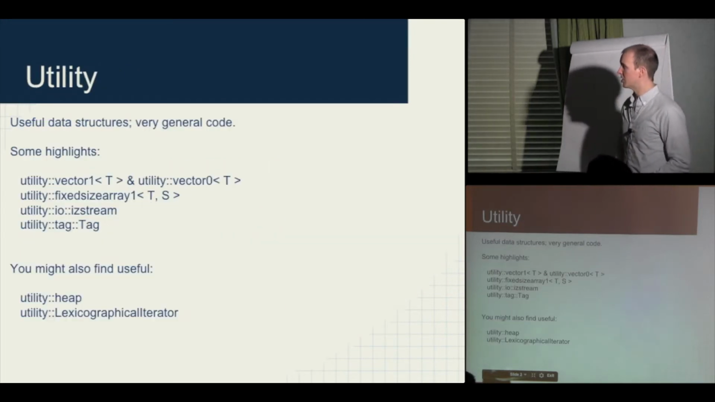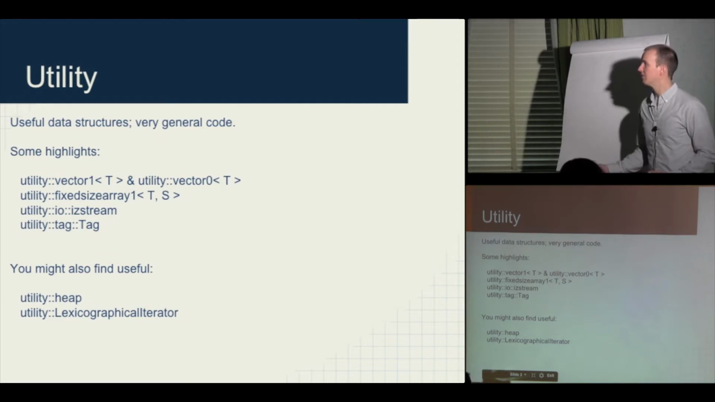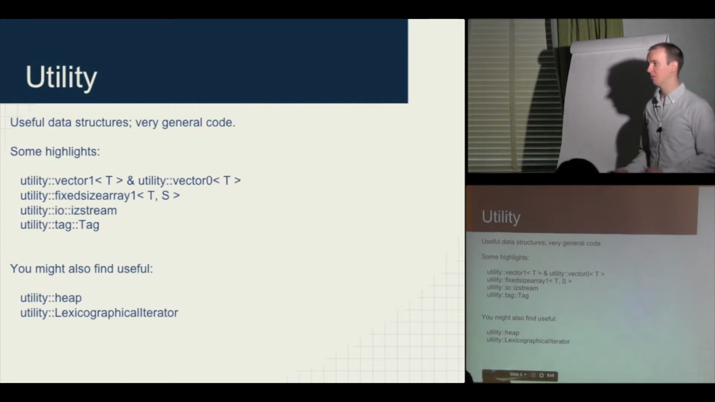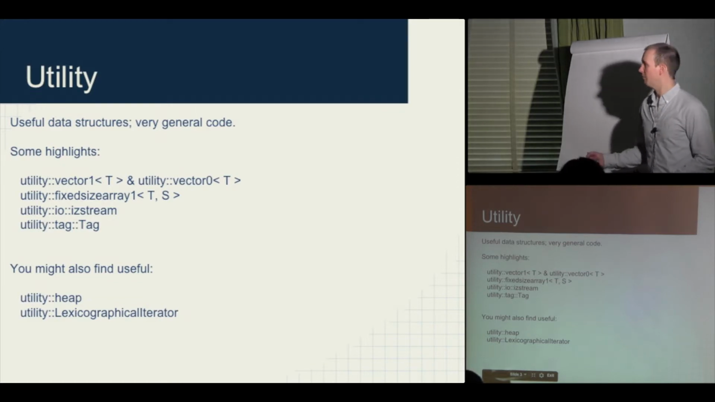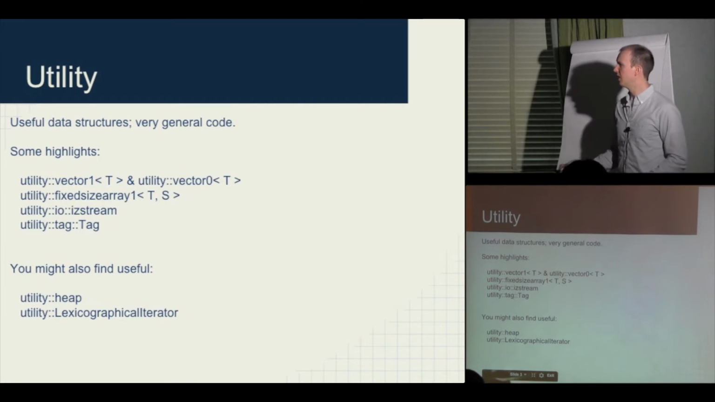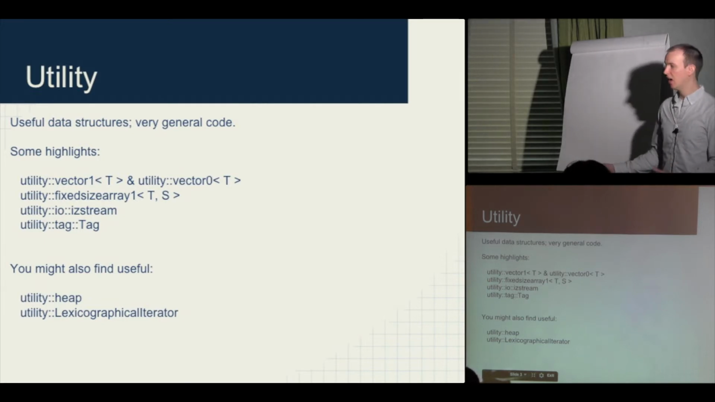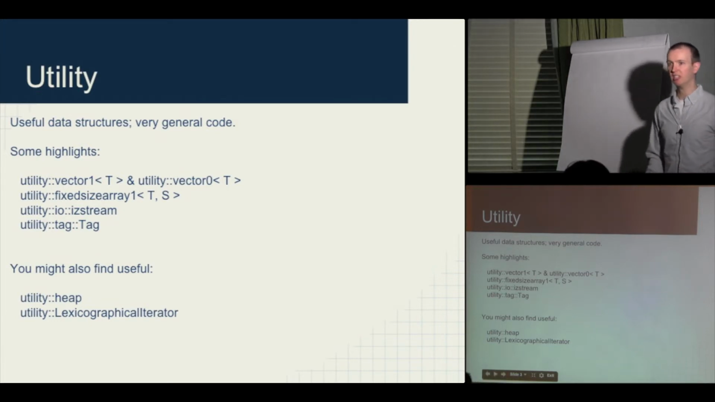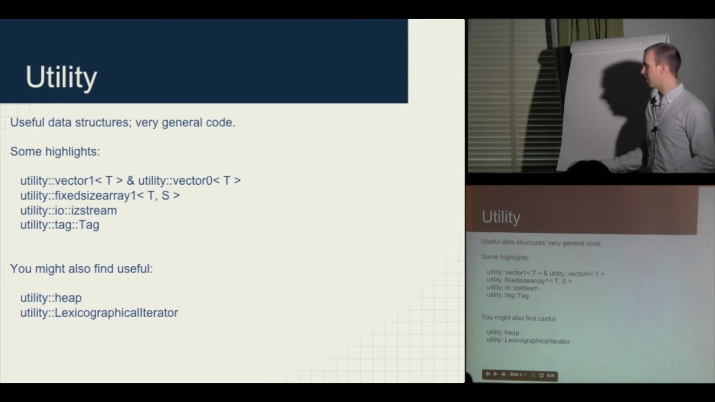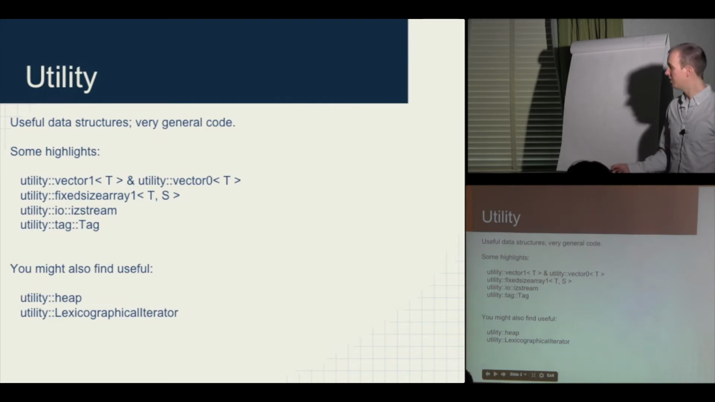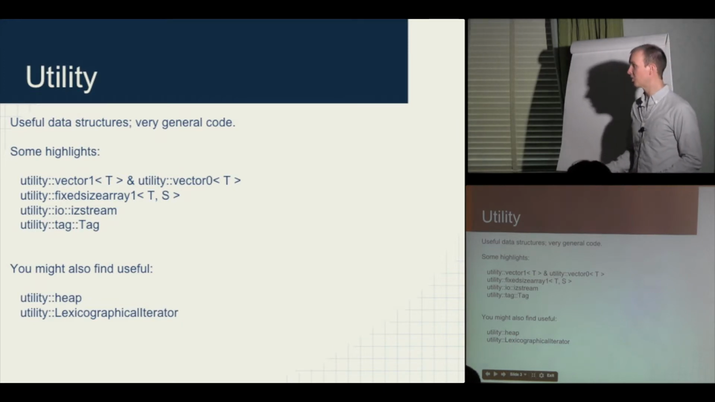In utility, the utilities library has a whole bunch of useful data structures and some very generic code that's useful in a lot of different scenarios. I'm going to talk about utility vector 1. I mentioned utility vector 0, this fixed size array class, IZ stream, which is pretty useful, and then utility tag, which you had a little bit of experience with in evening lab number 1. You might also find useful, but we're not going to talk about, utility heap, which is a heap data structure, or this lexicographical iterator.